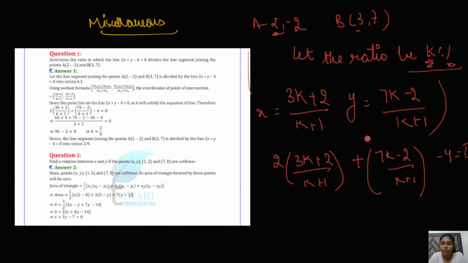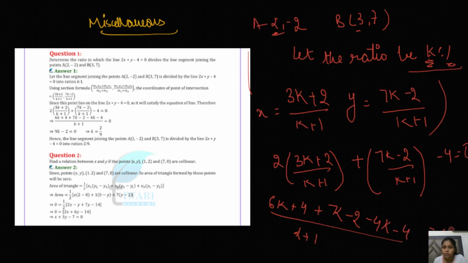After solving this equation we will be getting the value of k. Okay, right? So let me show you how you will get the value of k. Now let's take the LCM as k plus 1. You will be getting 6k plus 4 plus 7k minus 2 minus 4k minus 4 equals to 0. Now 6k plus 7k is 13k, minus 4k, 13 minus 4 is 9k, right? 4 minus 4 is 0, and this will be minus 2. 9k minus 2 equals to 0.